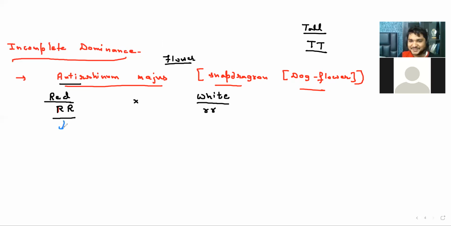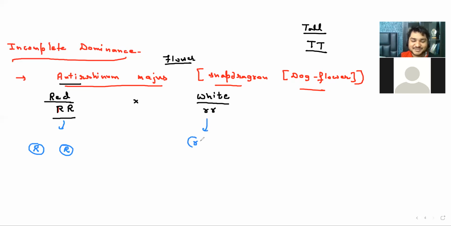Okay, capital R and capital R. This is the gametes. Have you had your dinner? Oh yeah. It seems like you are still hungry. No, okay, fine.